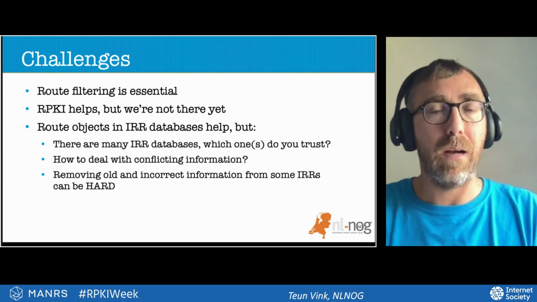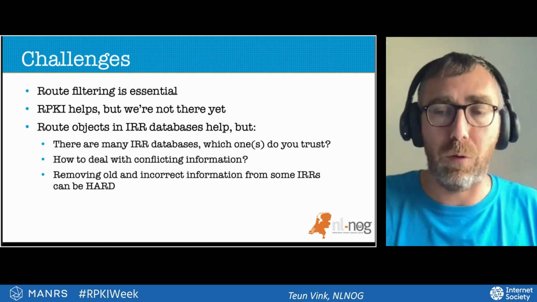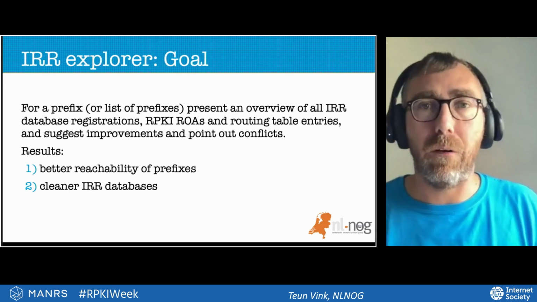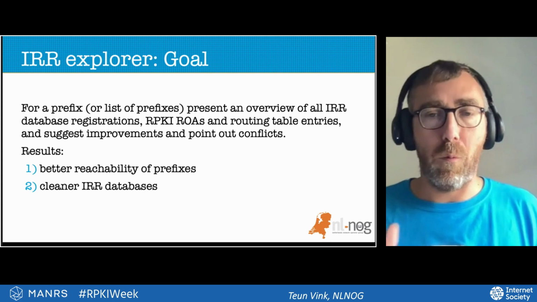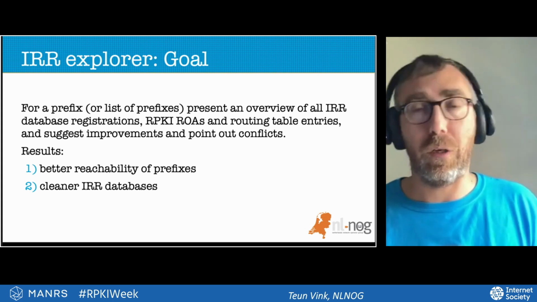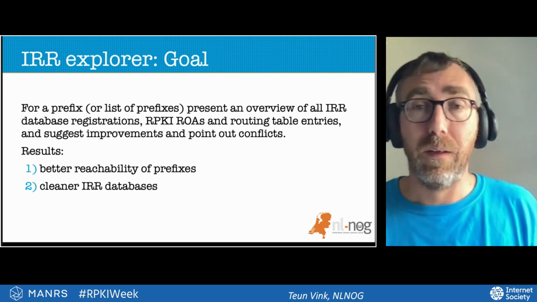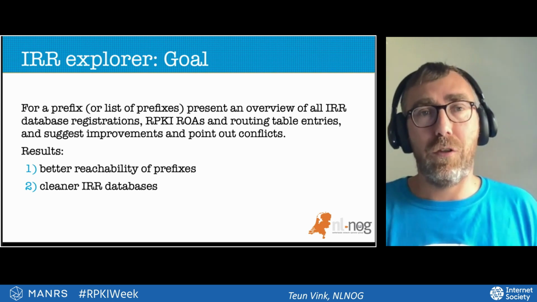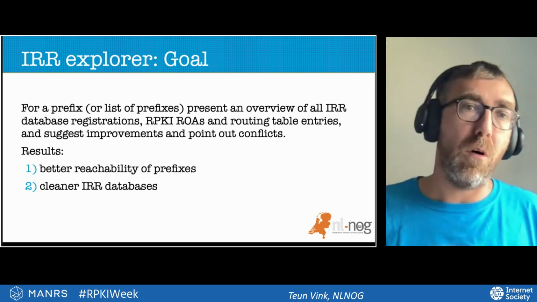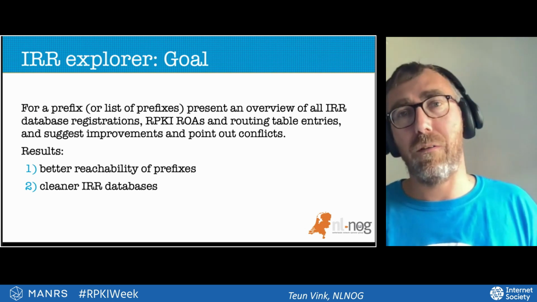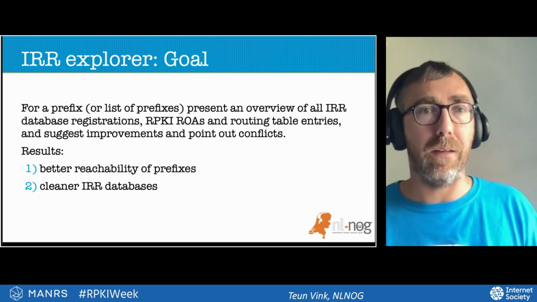Well, and how do you deal with the fact that you have all this information and you have no idea where to look? And now that's where IRR Explorer comes in. IRR Explorer is both a web page and a tool which you can host yourself. I wouldn't really recommend it, but you can do it, which shows for a prefix or a number of prefixes an overview of all the IRR database registrations, of the RPKI ROAs, of all routing table entries we can find.